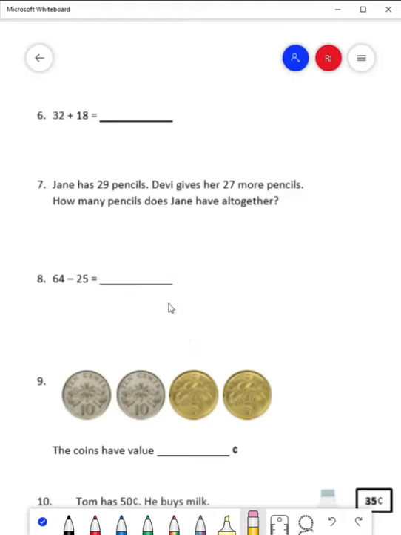Okay, so let's move to the next question. Question number 6 is actually addition question 2. So now let's get started. We write the first number, 32, plus 18. We write 18 here. Plus. Okay. So now let's count the first number.